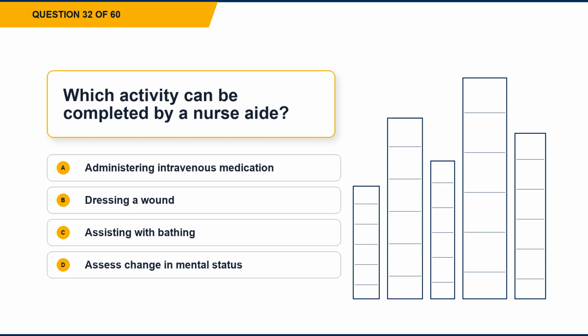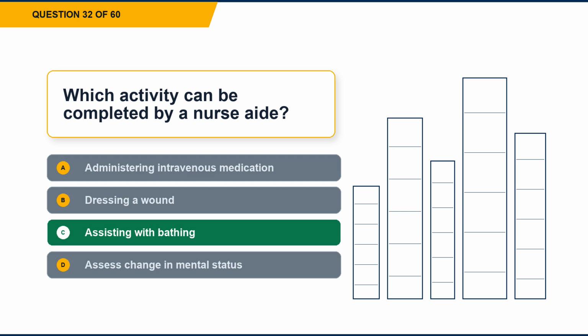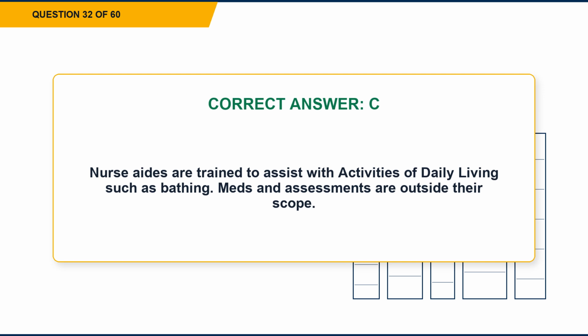Question 32. Which activity can be completed by a nurse aide? Option A, administering intravenous medication. Option B, dressing a wound. Option C, assisting with bathing. Option D, assess change in mental status. The correct answer is option C, assisting with bathing. Explanation: nurse aides are trained to assist with activities of daily living such as bathing. Meds and assessments are outside their scope.